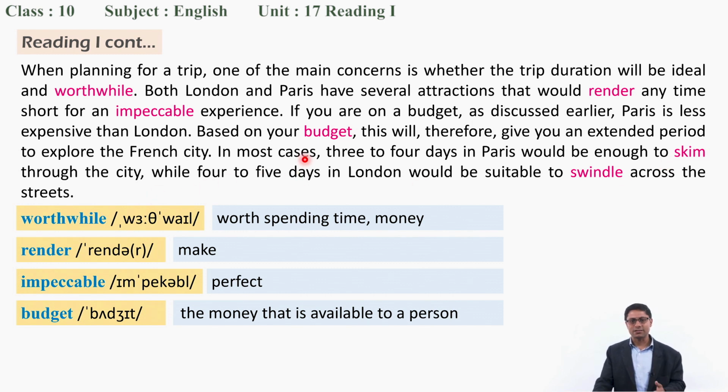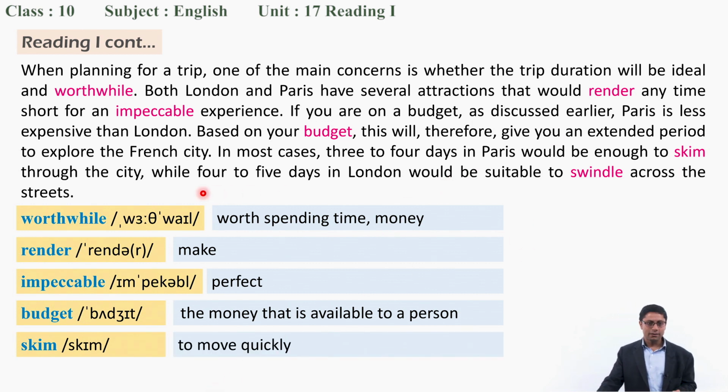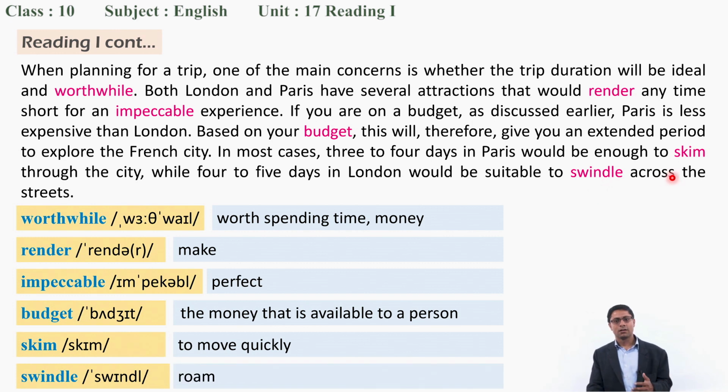So if you spend 3 to 4 days in Paris, it would be enough to skim. Skim means to move quickly. Okay, while 4 to 5 days in London would be suitable to swindle across the streets. So if you want to visit London, you need to spend 4 to 5 days so that you can swindle. Swindle means you roam around or roam across the streets in London.